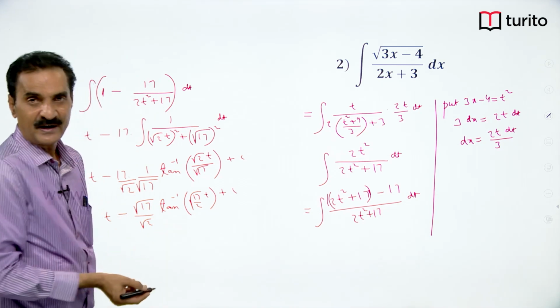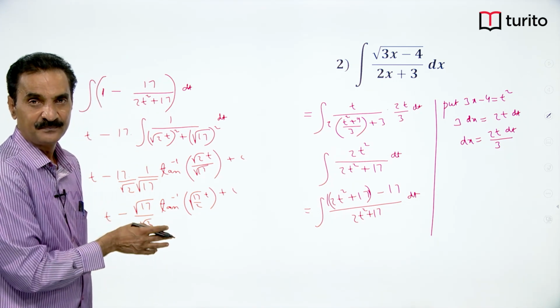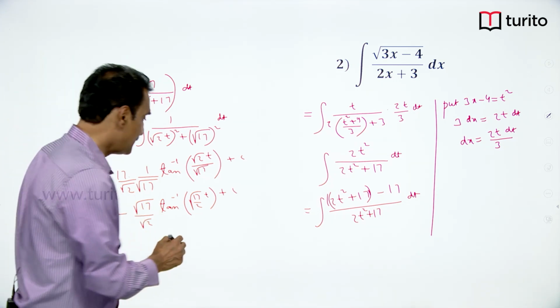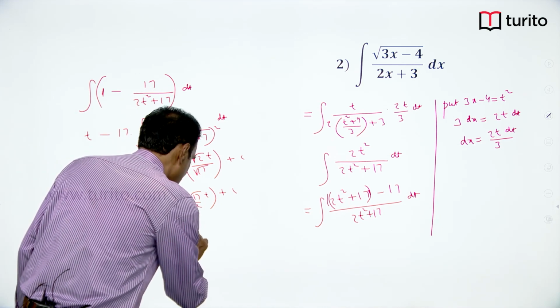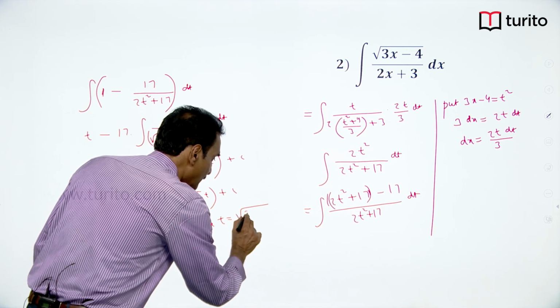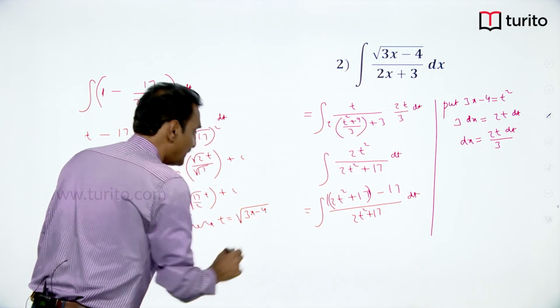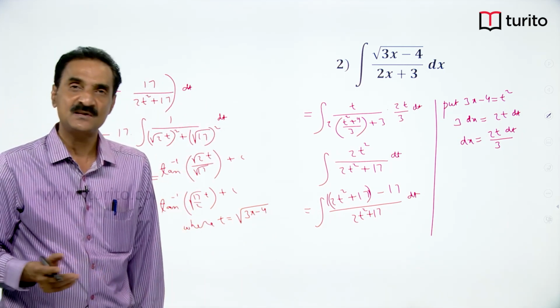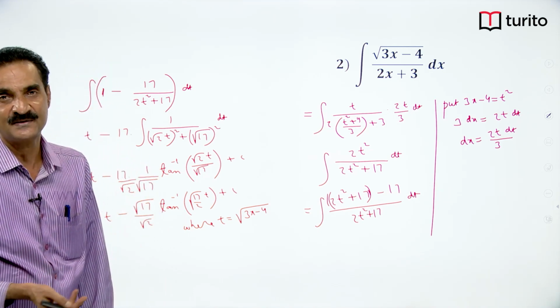You can also leave the answer in terms of t by writing where t is equal to √(3x−4). In subjective type questions, you can leave the answer like this.